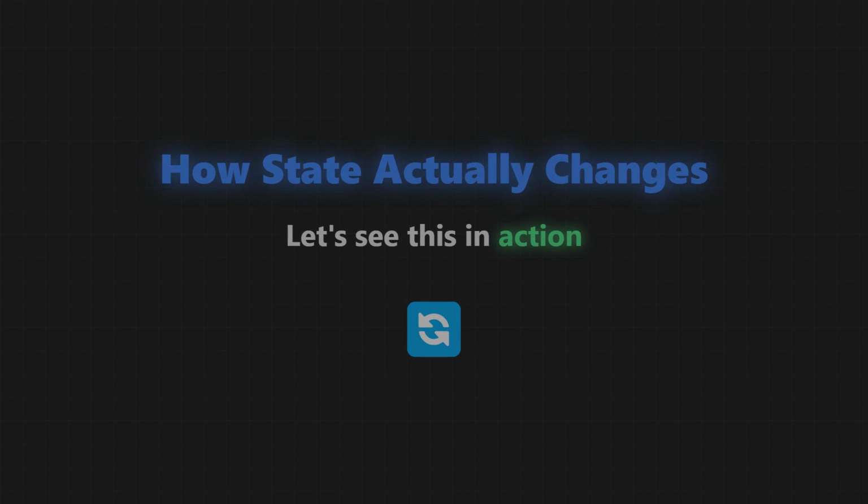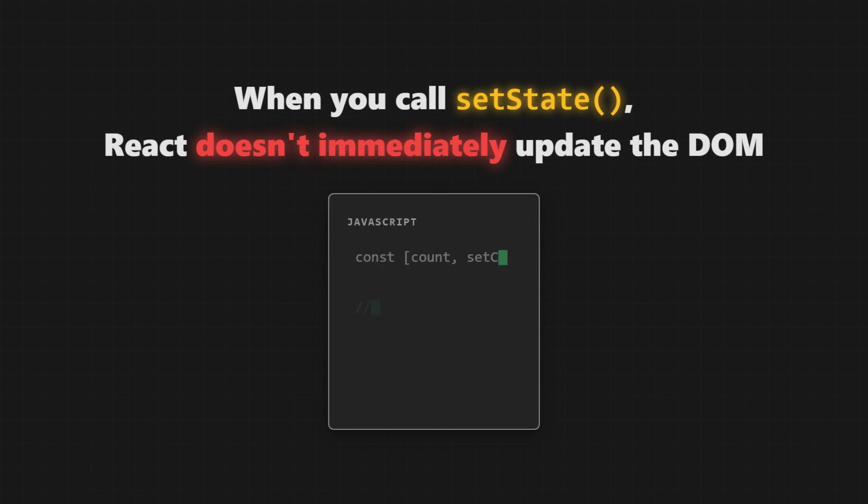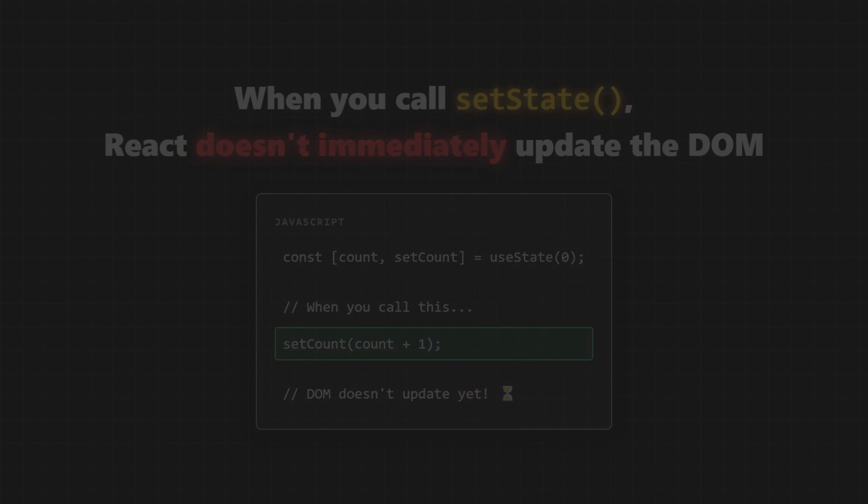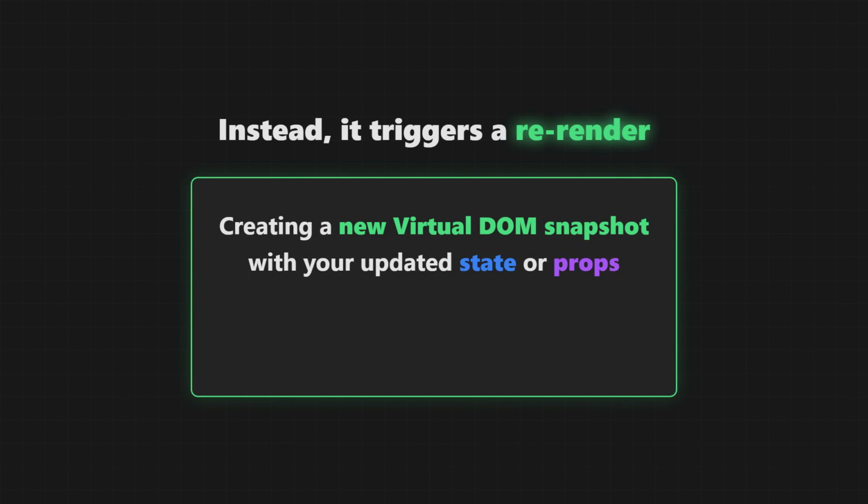When you call setState, React doesn't immediately update the DOM. Instead, it triggers a re-render by creating a new virtual DOM snapshot with your updated state or props. The entire reconciliation process repeats with this new data.